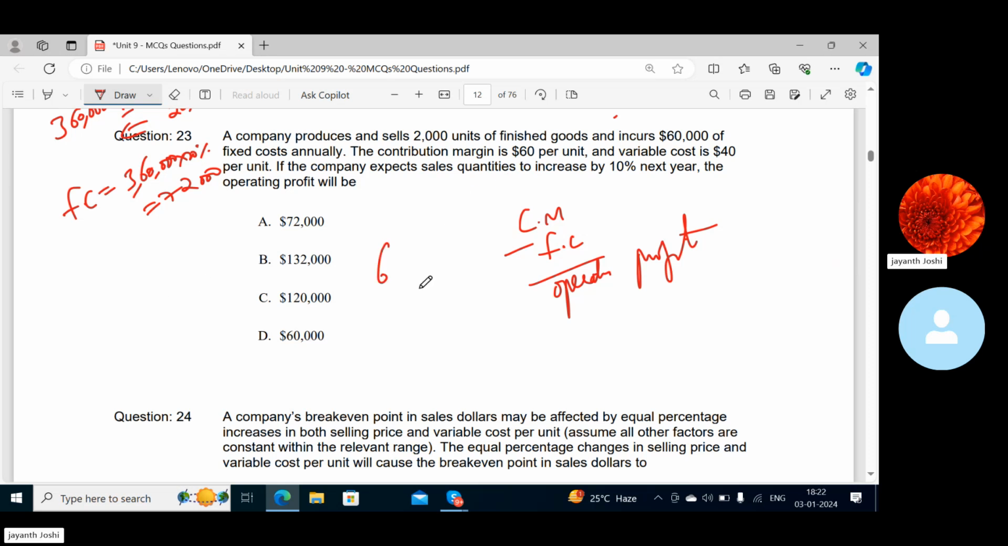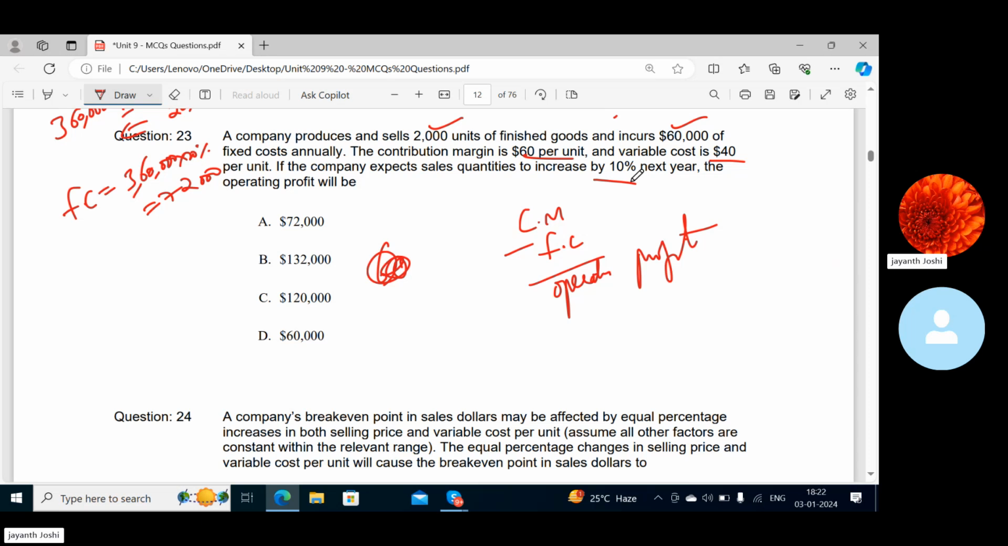Contribution margin per unit is 60, but the fixed cost they have given is the total amount. So what will we do? The company makes and sells 2,000 units and incurs this much fixed cost. Contribution margin is 60. Variable cost is this.